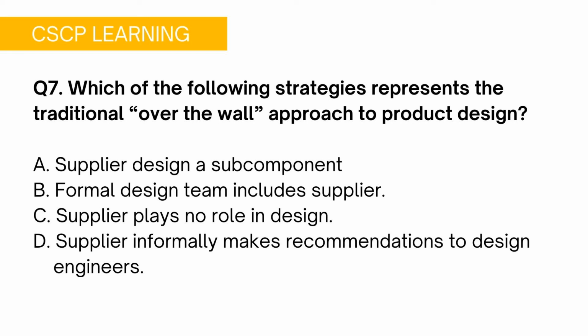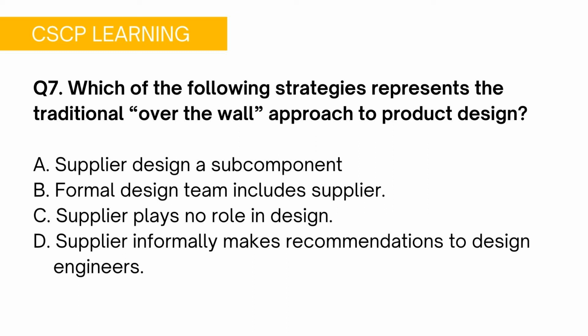Let's see what we have in option B. Formal design team includes supplier. Again, this is true for collaborative product design, where all the departments and entities are working together while designing a product. Therefore, this is a collaborative design approach, which is contrary to the over-the-wall approach. Option C. Supplier plays no role in design. Please recall the definition of the over-the-wall design approach. In over-the-wall design, departments and entities are not integrated. They don't play any role in designing a product. Therefore, this can be the correct answer.